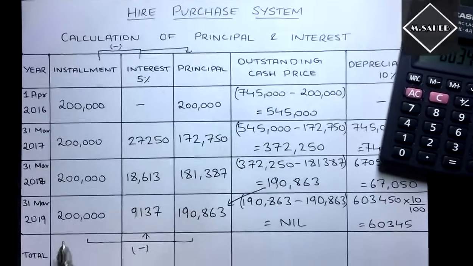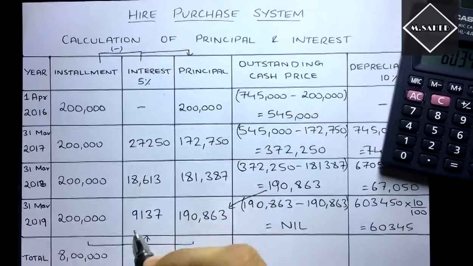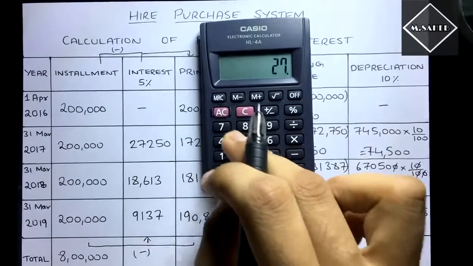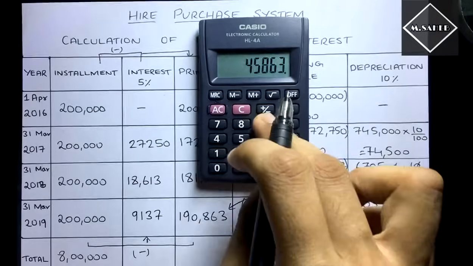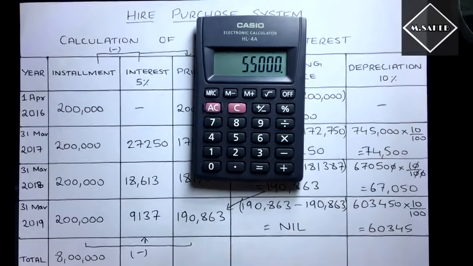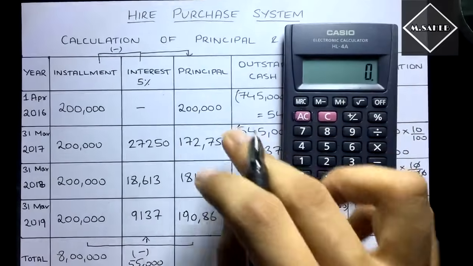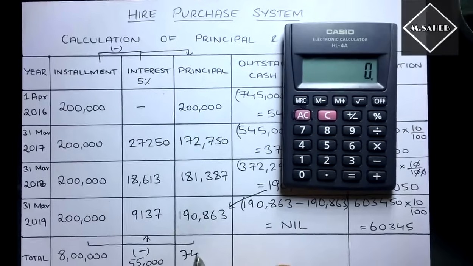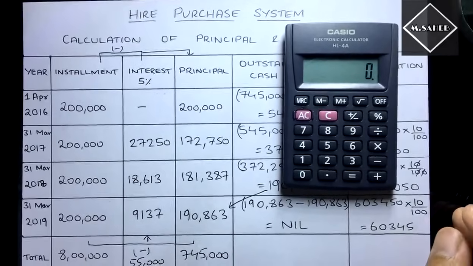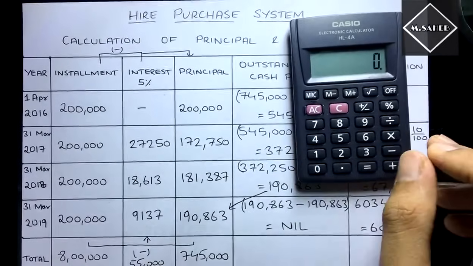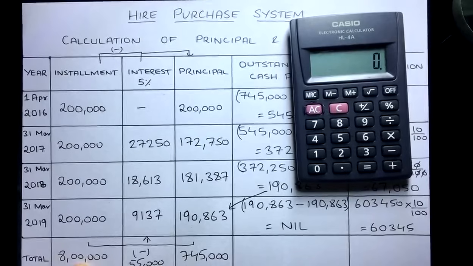Okay, so the installment total is 2 lakh, 2 lakh, 2 lakh, so that is 8 lakh. Yes, that is 8 lakh, and the interest total is 27,250 plus 18,613 plus 9,137, which is equal to 55,000. And then the principal amount is 7,45,000. So here you see 7,45,000 plus 55,000 is equal to 8 lakh. So the answer is correct.